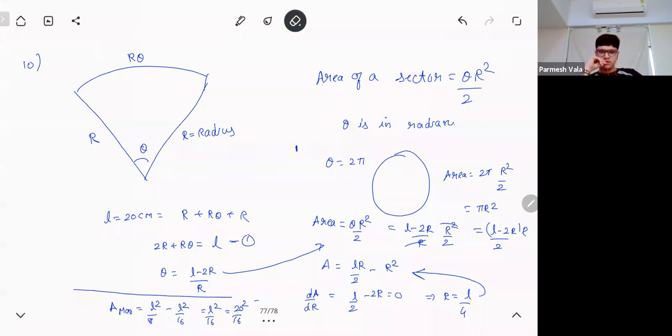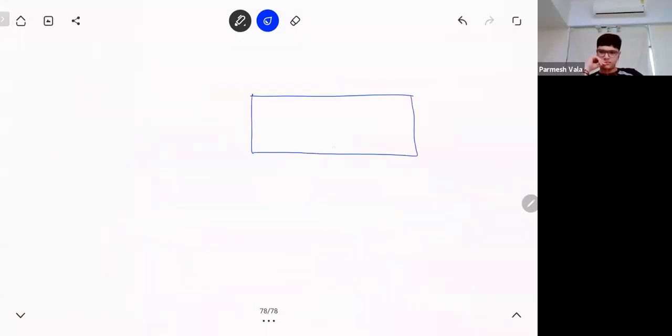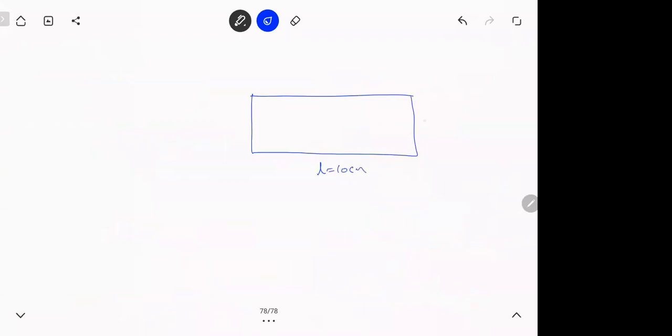Sir, in this question we can remove options A and D, right? Since the length is 20 centimeters, the area will be more than 20 centimeters. Why so? Meaning, if you have a rectangle, length 10 centimeters and breadth half a centimeter, the area is 5. Can't it be? It should be greater than 10. What is the guarantee that it should be greater than 10?